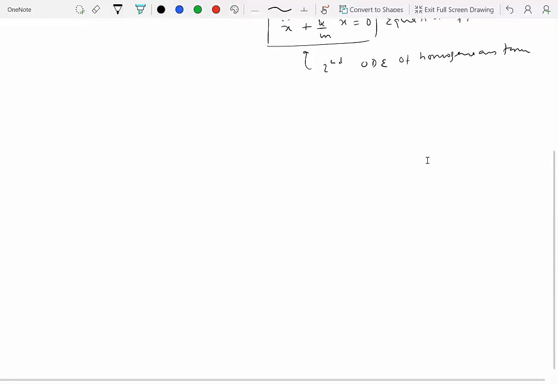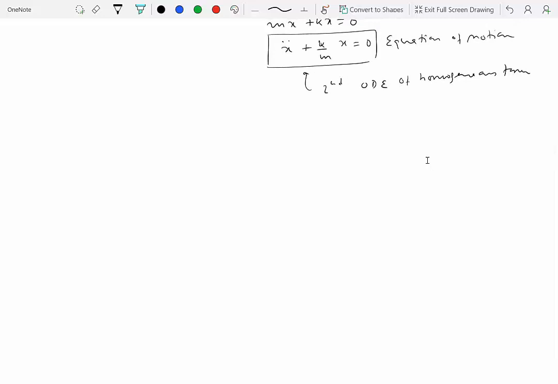So let's do that. We know that we can solve this equation by assuming that x has a solution of the form, let's say, e to the power lambda t. And of course, if it doesn't have a solution of this form, then we won't be able to solve this equation. So let's substitute that. So x is e to the power lambda t, x dot would be lambda e to the power lambda t, and x double dot would be equal to lambda square e to the power lambda t, right? Where lambda is something that we don't know, and t is the time.